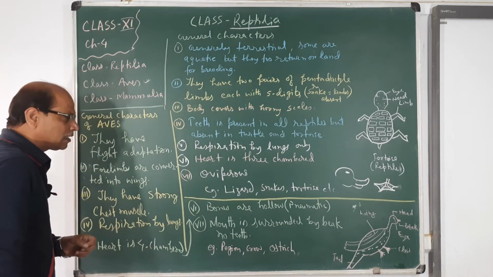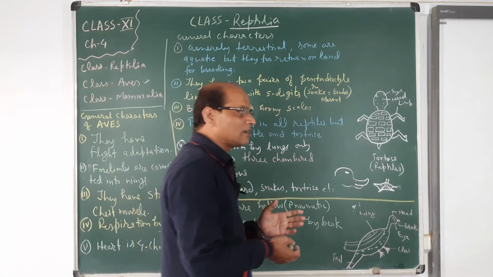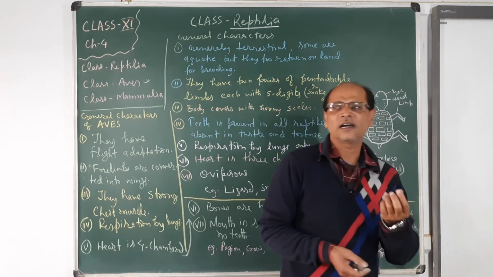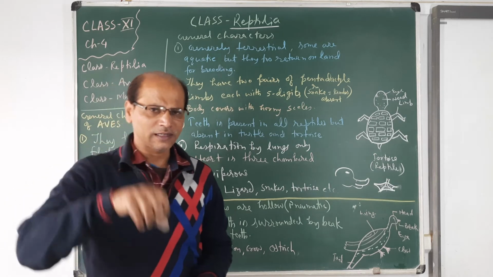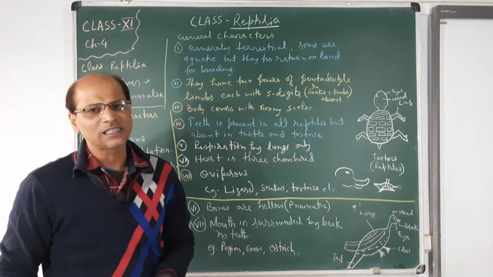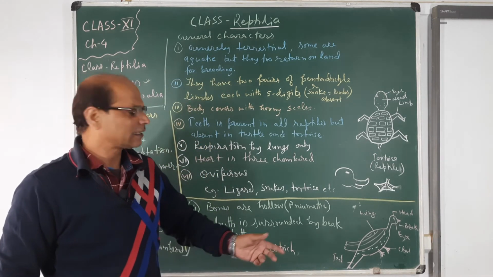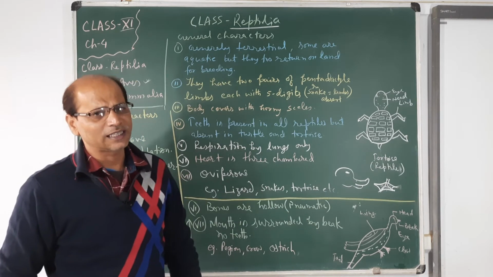So when you see the parrot, the parrot can hold chilies with the help of its claw and eat them very easily. So these are the activities the claws perform for them.